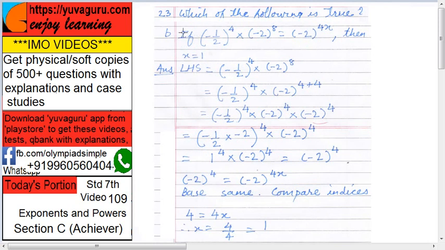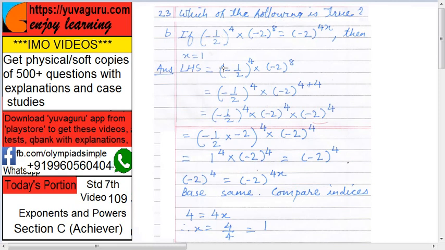Next statement. If (minus 1 upon 2)^4 into (minus 2)^8 equals (minus 2)^(4x), then x equals 1. Here, minus raised to any even number is plus. So if you remove this minus from all, then also it's okay. But if you keep it for one, keep it for all. Keep this logic clear. If you want to keep the minus, keep it for all. If you want to remove the minus, remove it for all.